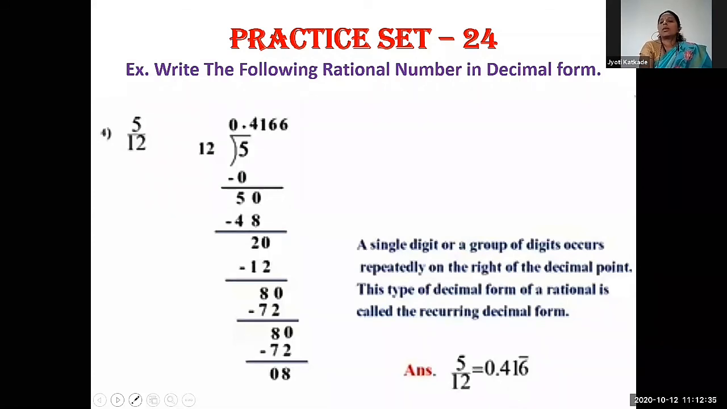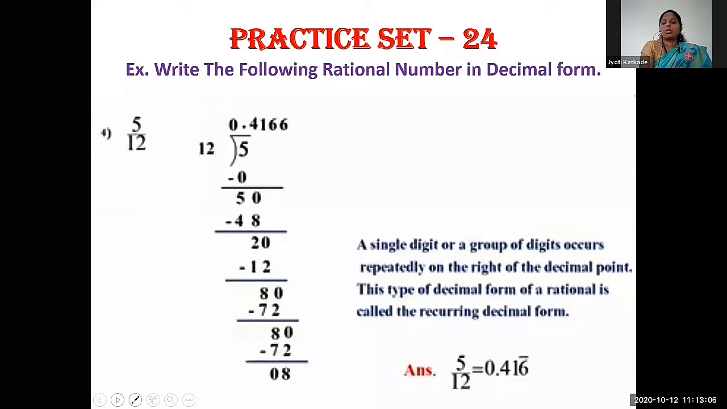The first 3 examples we solved are terminating decimal form, or non-recurring decimal form, and this example is recurring decimal form, or we can say non-terminating decimal form. So our answer is 5 upon 12 is equal to 0.416, with the dot on the 6.